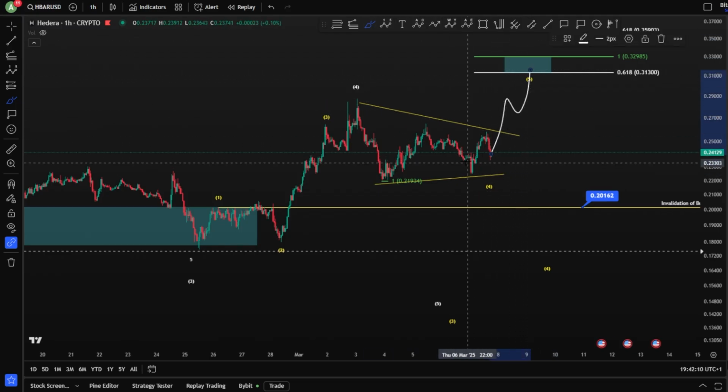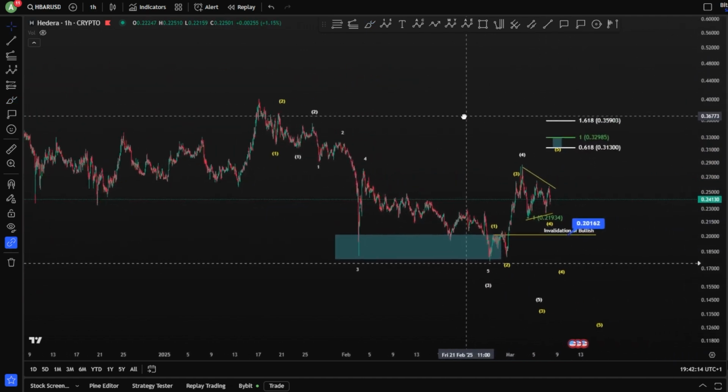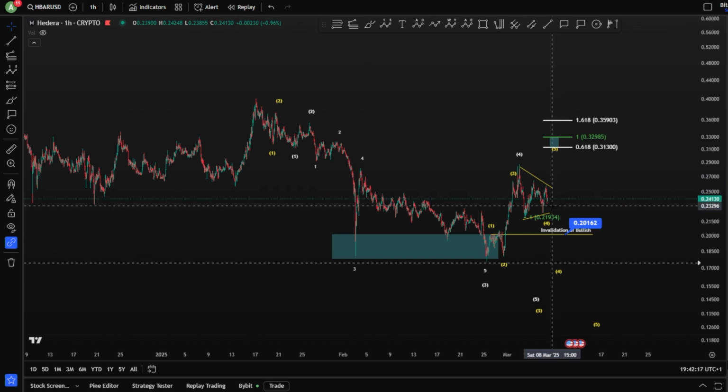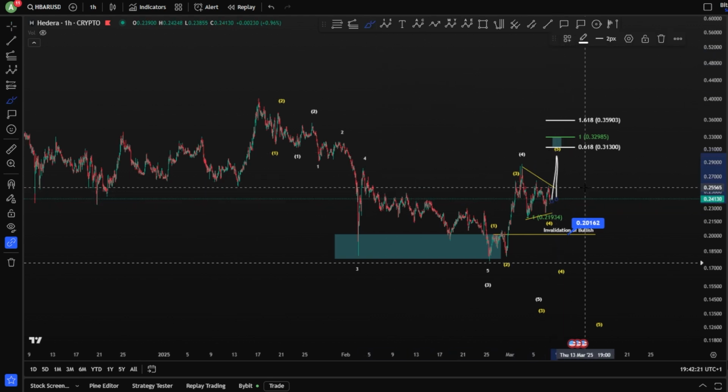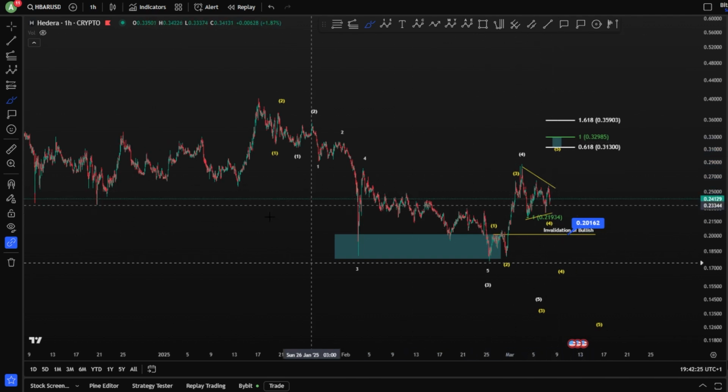Very nice. However, don't forget that we are on the weekend right now, and the boring range might start, and it is a very low possibility that we get an impulse on the weekend. So be careful and trade safe, guys.